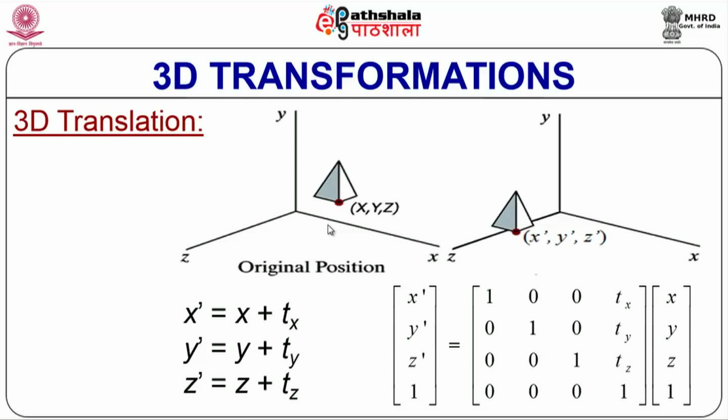Translation is simply a change in position, as we know from the 2D transformations, and we have an extra coordinate direction, an extra axis, here. So we need to add an extra row and column to the matrices. Thereby all the matrices that we see for the transformations are 4 by 4 matrices because of the homogeneous coordinate system. With the inclusion of the homogeneous coordinate system, we have 4 by 4 matrices for any transformation in 3D.